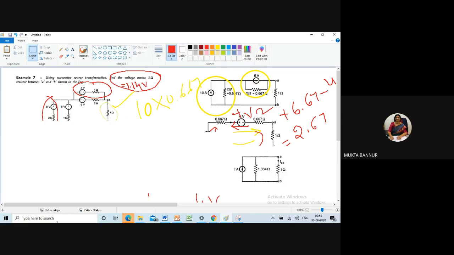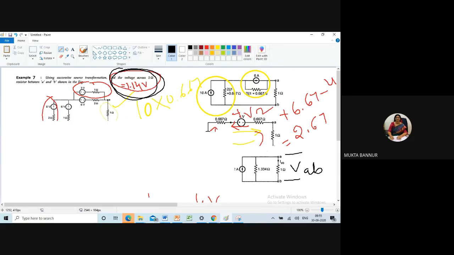This is the circuit with us now. What is our main objective? Find the voltage drop across the 1 ohm resistor. Already we have got that answer by using two methods: one is the voltage division rule and the other is simple Ohm's law. Now I need to get the same answer.